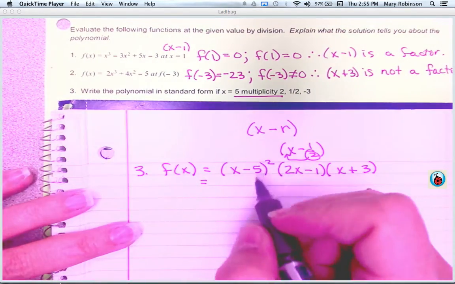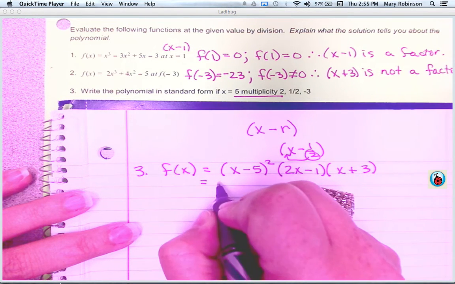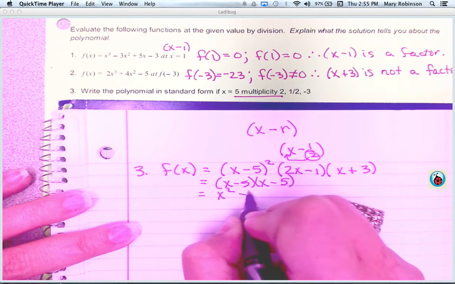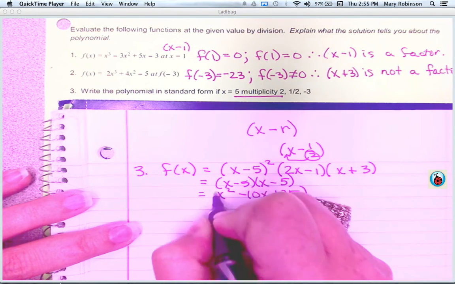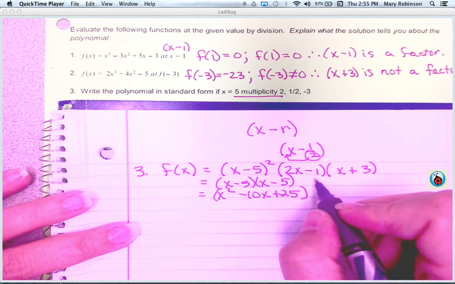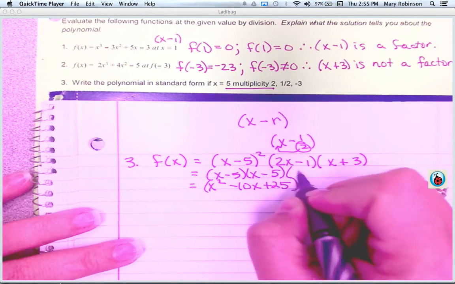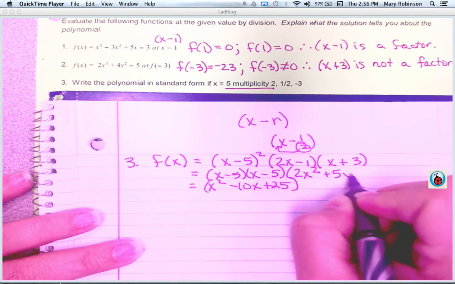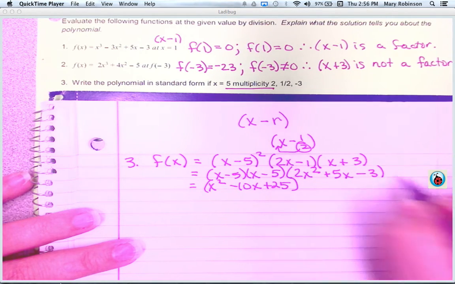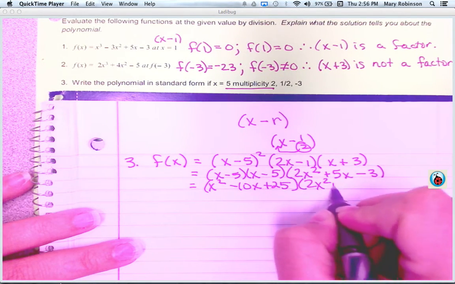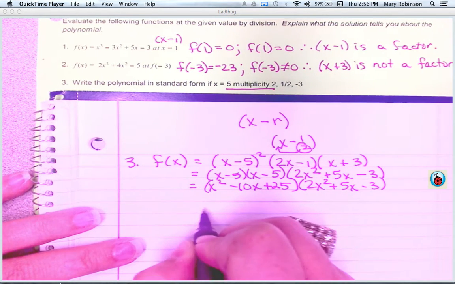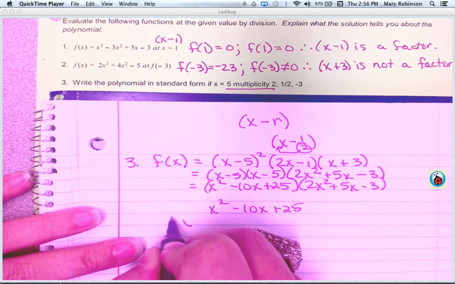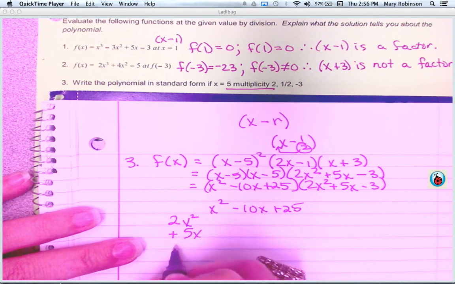Your job is to write it in standard form, which means you need to expand it out by multiplying. So x minus 5 times x minus 5 gives us x squared minus 10x plus 25. When I multiply the quantity 2x minus 1 times x plus 3, I get 2x squared. 6x minus x makes positive 5x. Negative 1 times 3 is negative 3. And when I get to the point where I have a 3 by 3, I'm actually going to use a box. Just kind of helps to keep it more organized.